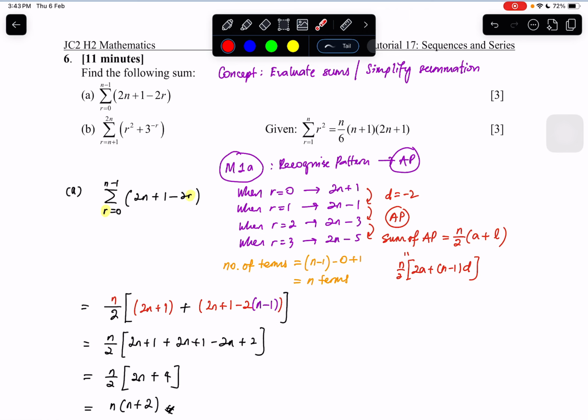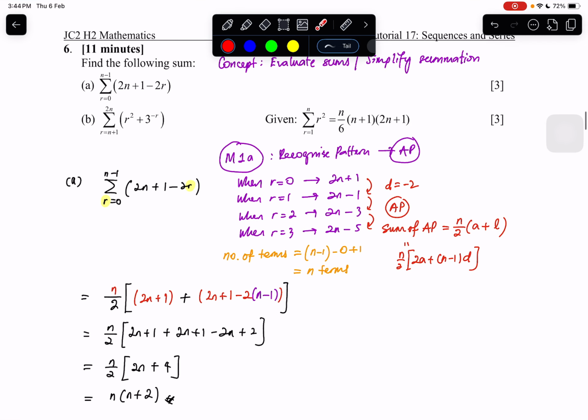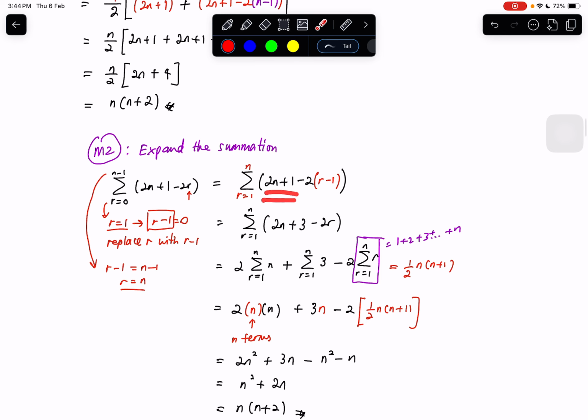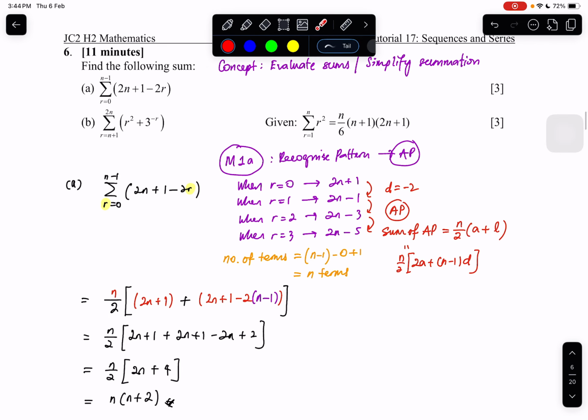Now for 6 part B, let's take a look at what this is. We need to sum r squared. We also need to sum 3 to the power negative r. Previously, if you are thinking of expanding the summation, we can, because we are dealing with the constant term, we are dealing with the sum of r from 1 to n. Now for this question, we are summing r squared. So we need to know the existence of a few things. We need to know the sum of r squared and the sum of r cubed from 1 to n.